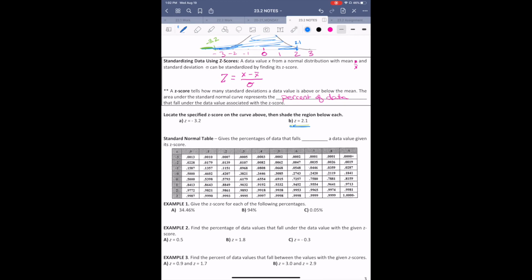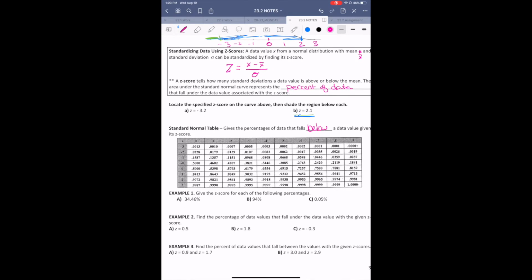This is a standard normal table. The standard normal table gives the percentages of data that falls below a data value given its z-score. So example 1 says to give the z-score for each of the following percentages. The first one, 34.46%, look in the table. Identify where is 34.46%. If you notice, the table is given in decimal format, so that means I can go up here and I have found 0.3446, which is equivalent to 34.46%.